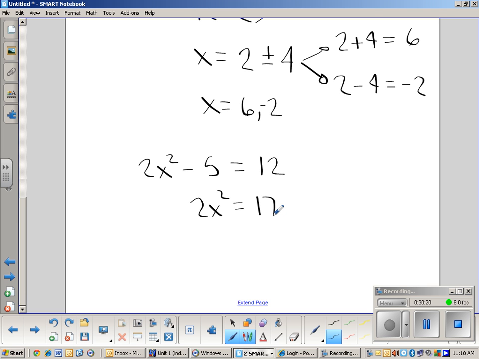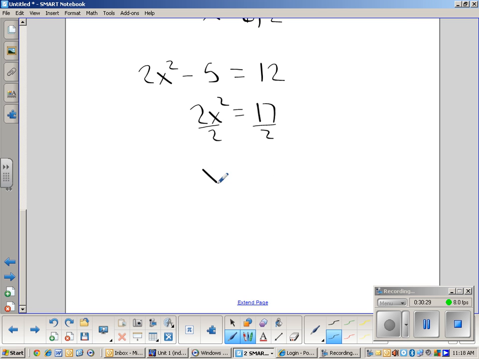What do I do next? Divide by 2. Divide by 2. And so I get x squared equals 17 halves. Ugly number. Ugly. Almost as bad as when I look in the mirror. It is that ugly. Okay?